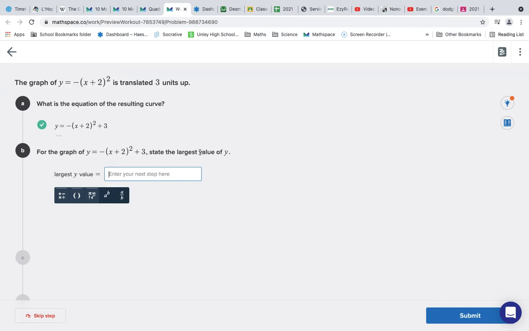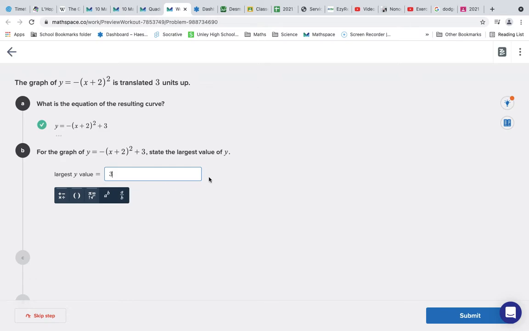For this graph, what is the largest value of y? There is a maximum value here, and it's because this graph is concave down. I know that because of this minus here. So we have a concave down shape. The turning point will be the highest point on the graph, giving the largest value of y. I can get the turning point from the 2 and the 3, and they're asking for the y value, so it's 3.